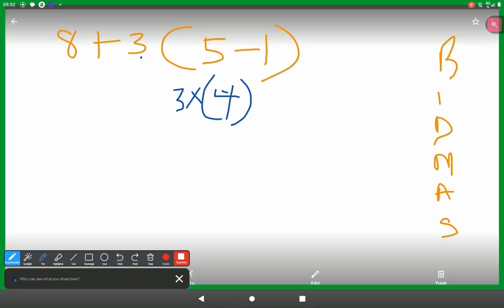So the same thing I'm going to do here. 5 take away 1 is 4. Then 4 times 3 will give me 12. But I need to put the rest down. So the 3 times 4 will now give me 12. Add your 8. And that will become 20.